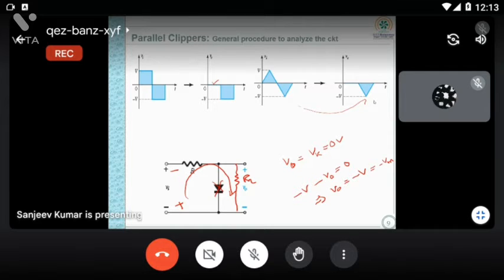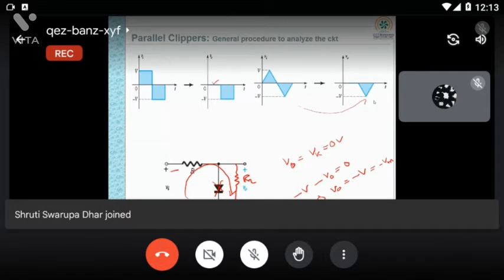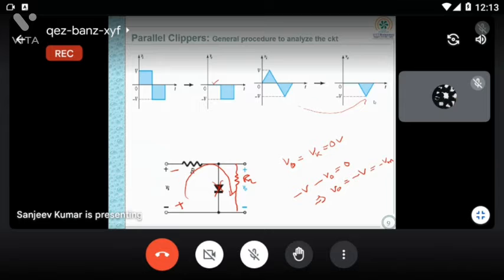Here you can see a full half cycle is being neglected, or clipped. Similarly, if you want to clip only a part of it, then we have to take an additional voltage source. Accordingly, you can reshape it, and optimize what part you want to clip.